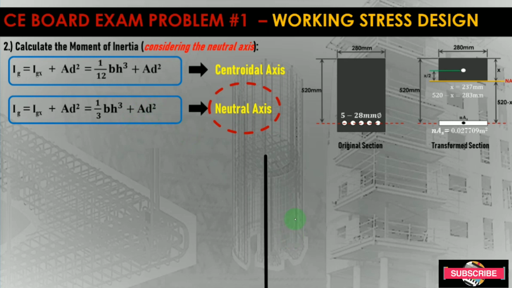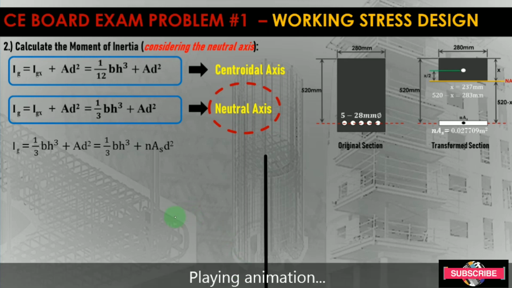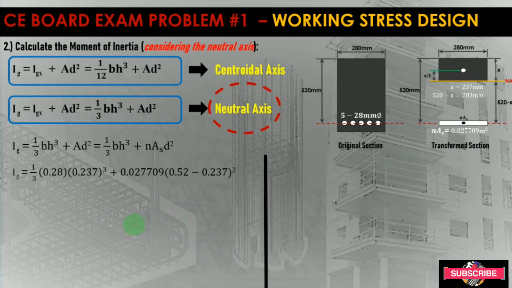So this first term, 1/3 times bh cubed, is referring to the concrete section above the neutral axis. Our b is 280 and our h is just this x. And Ad squared is referring to the section below the neutral axis. This area is n times the area of your steel, and this d is just equal to the distance 520 minus x. So substituting the parameters b, h, n times area of steel, and d, we can get the value of our gross moment of inertia.